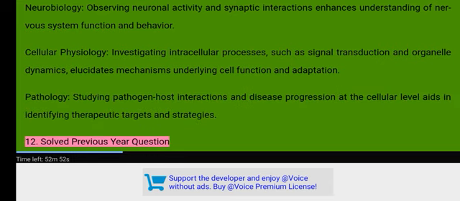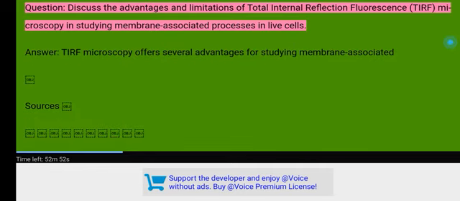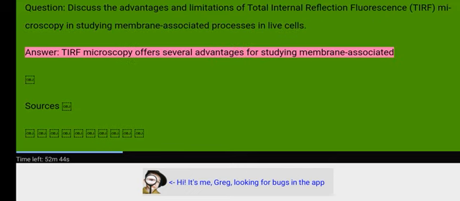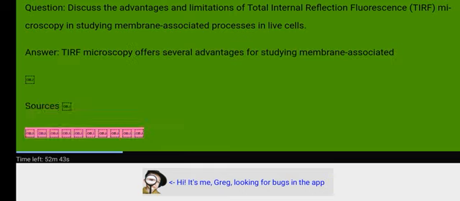12. Solved previous year question. Question. Discuss the advantages and limitations of total internal reflection fluorescence TIRF microscopy in studying membrane-associated processes in live cells. Answer. TIRF microscopy offers several advantages for studying membrane-associated. Sources.